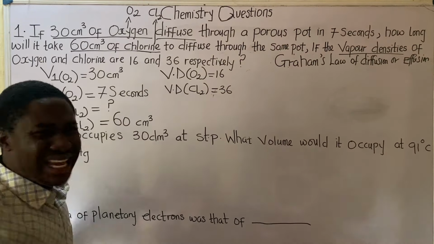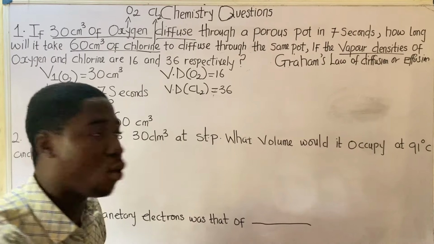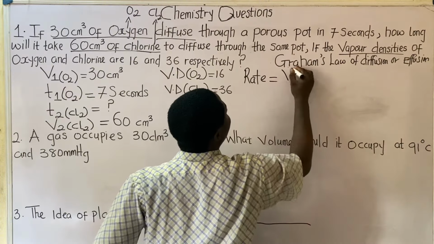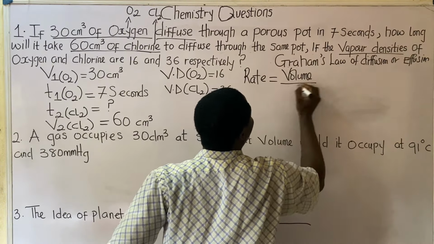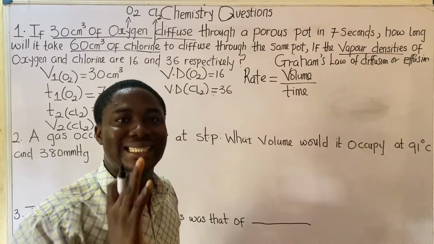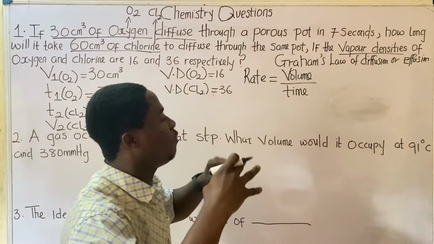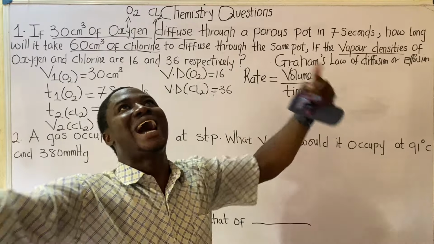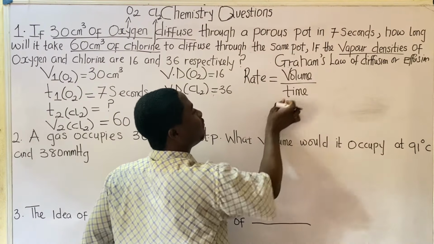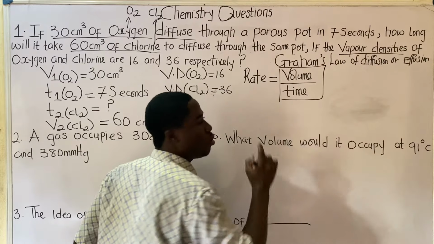So what do we do next? It's simple. They've given us the vapor densities of the gases, and now there's something you have to watch out for. You have to know that rate has its own formula, and it is volume of a particular gas divided by time taken for that gas to effuse or diffuse. So this is telling us that volume and time have a relationship. So what type of relationship is between volume and time? Is it direct or inverse? It is simply an inverse relationship, which means that volume is up and time is at the denominator.